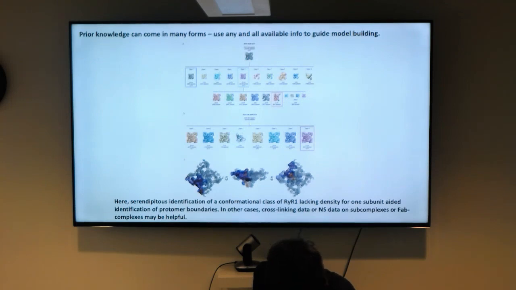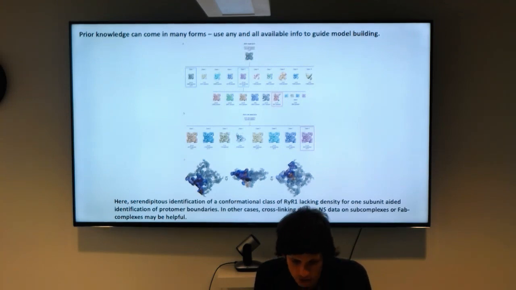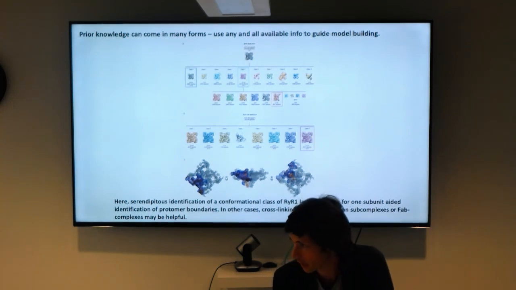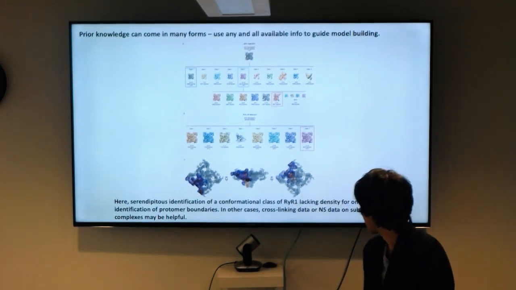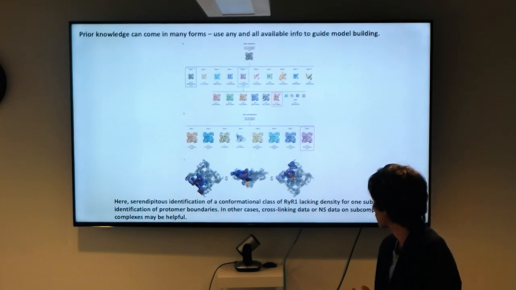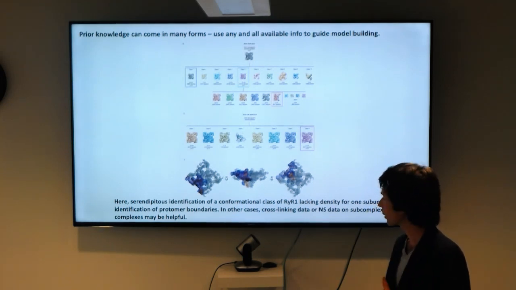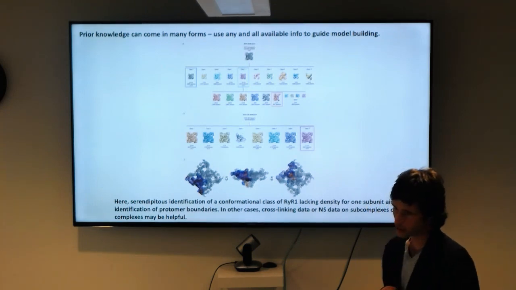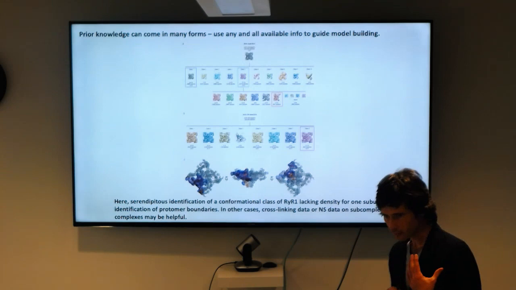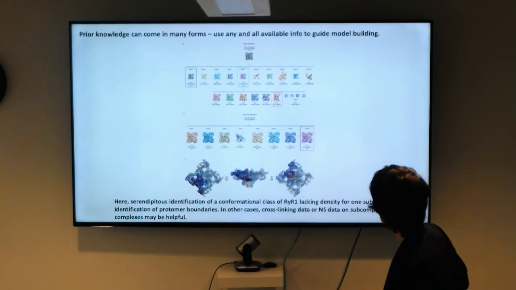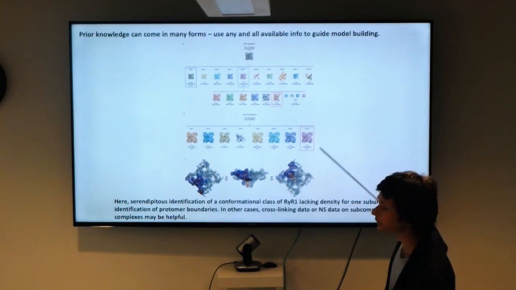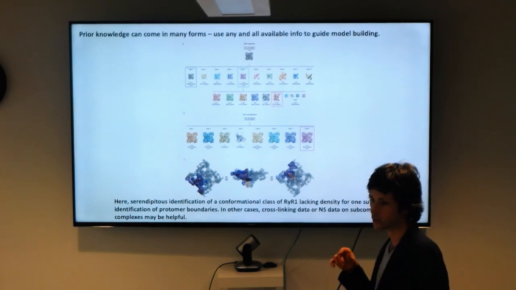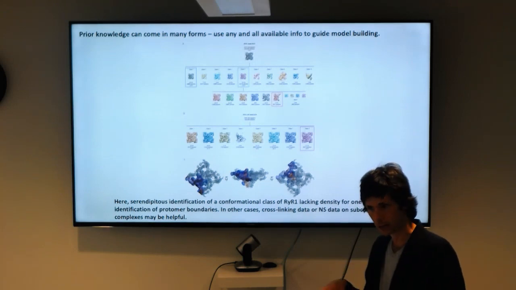So just some examples. Prior knowledge can come in many forms, and you should use any and all of those to guide model building. So this is a specific example. When we were building the initial structure of the ryanodine receptor, we were at 4.8 angstroms in that case. This is a tetrameric ion channel, and so what we were looking at was a map like this, and just starting from that, it's hard to unambiguously know your protomer boundaries.